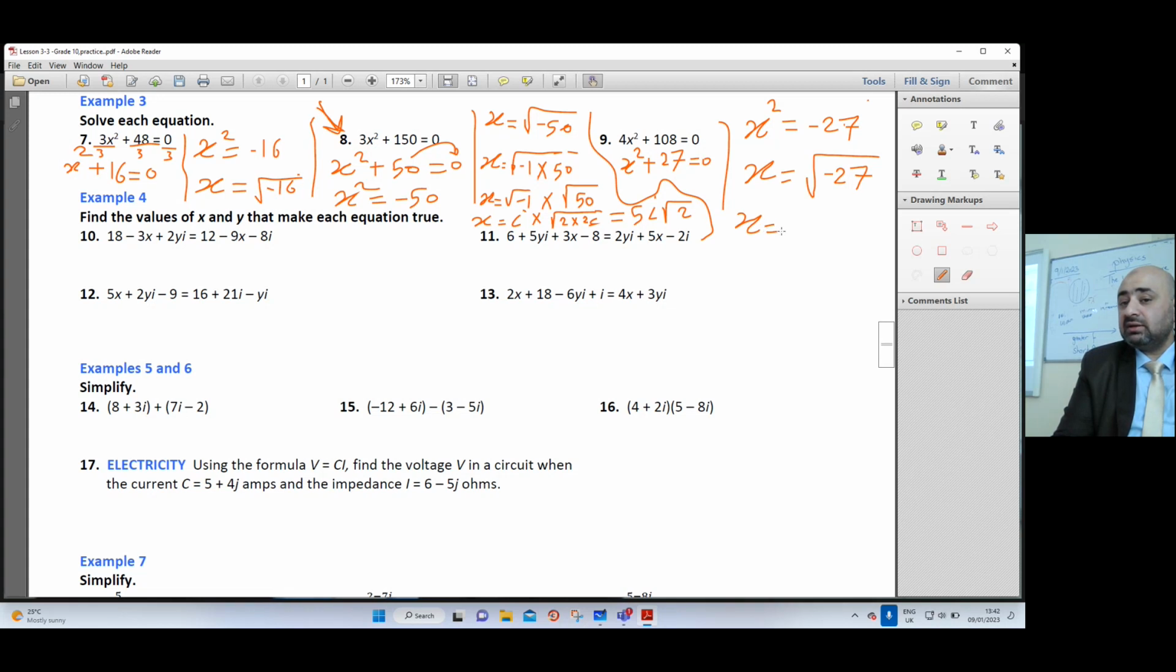x equals negative 1 times 27. So x equals the square root of negative 1 times the square root of 27. The square root of negative 1 will be i. And you can write 27 as 3 times 9. So the square root of 9 will be 3, and here the square root of 3. So we can write here 3i square root of 3.